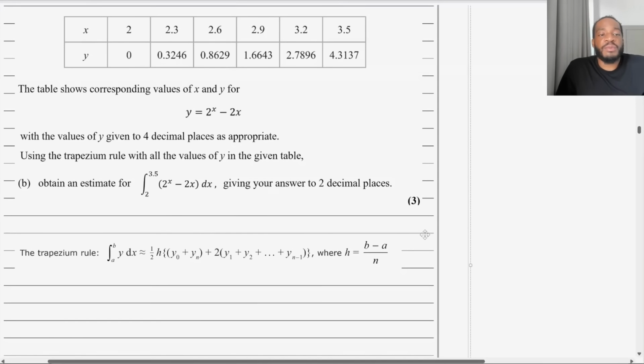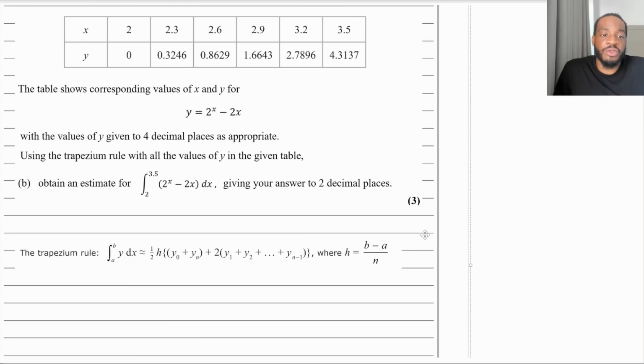All right, so the table shows corresponding values of x and y for y equals 2 to the x minus 2x, with the values of y given to 4 decimal places as appropriate. As you can see, the table above has the values of x with the corresponding values of y. Using the trapezium rule with all the values of y given in the table, part B says obtain an estimate for the integral between 2 and 3.5 of 2 to the x minus 2x, giving your answer to 2 decimal places, for 3 marks. So I've got the trapezium rule underneath here, which is given in the formula booklet.